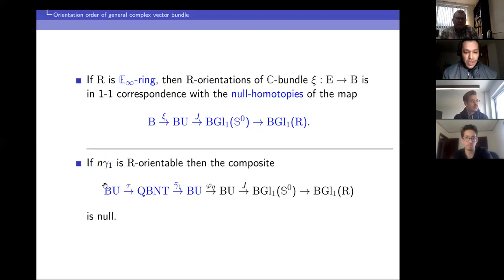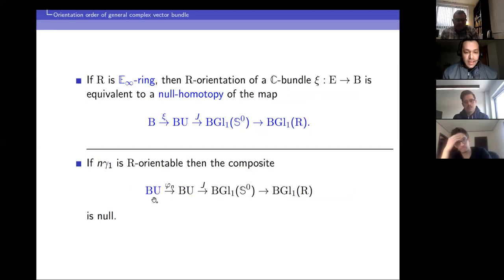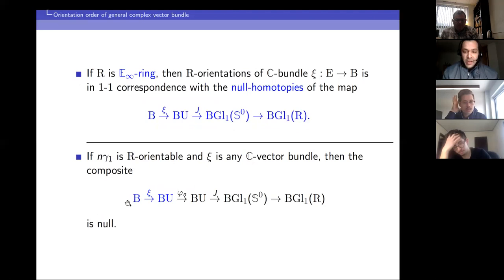Is null, and the thing in blue that you see, we just learned that that's homotopic to identity. So we can just remove it and say that BU, phi n composed with J, composed with the unit, the map induced by the unit map for the ring R is null. So what this tells you is that the n times the universal bundle over BU is actually null, and hence if n times the universal bundle over BU is null, then it's true for all vector bundles. So if I have a complex vector bundle, then this composite is going to be null, and so n times C is going to be R orientable.